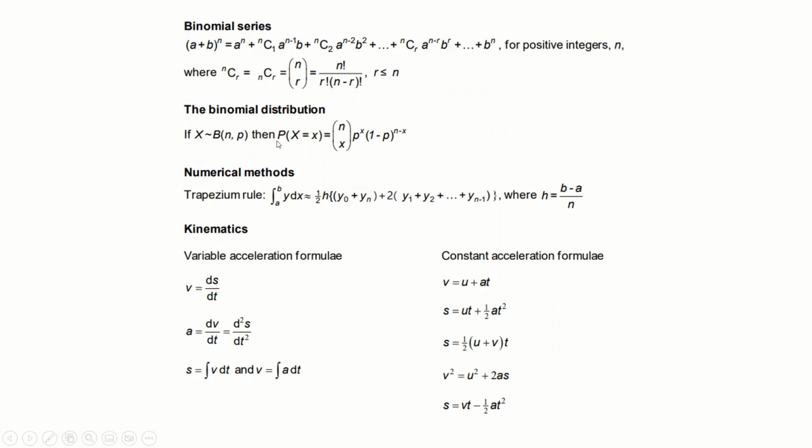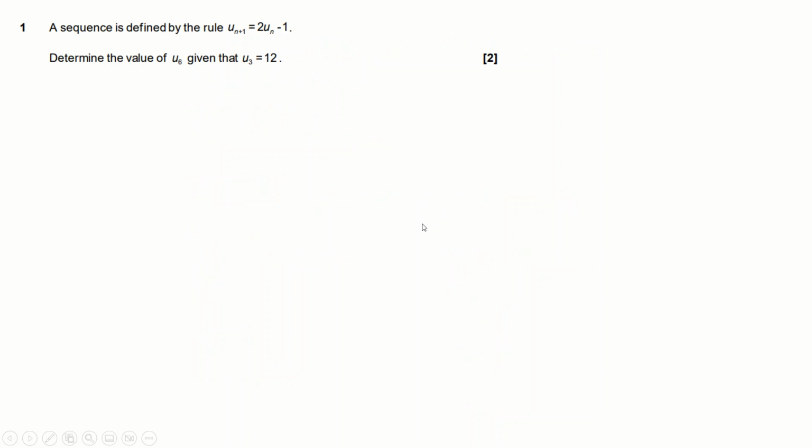This is the formula book. I think it changes every time there's a paper because this is different to the 2019 one, so I think it's giving you what you need for this paper, which is kind of interesting. But anyway, let's go into it.